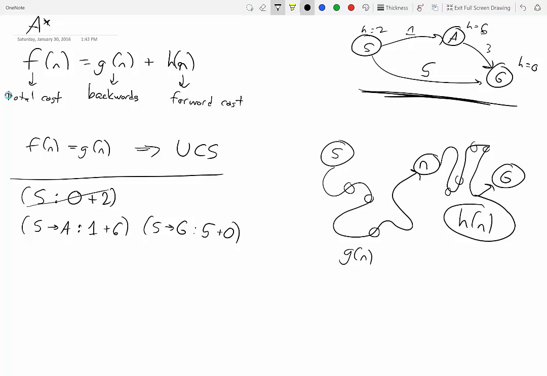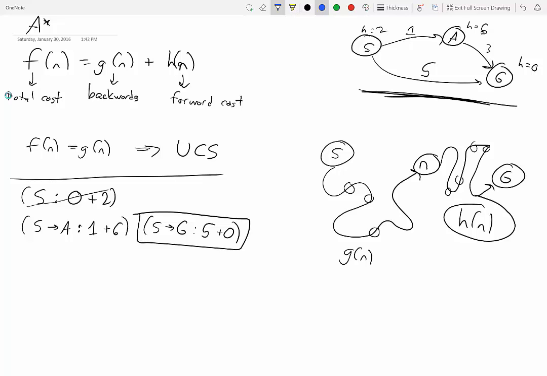Okay, so now we look at S to G as the cheaper cost of 5 plus 0 of 5. We pop it off and we see it passes the goal test. So now we're done. But as we can see, just like the previous example, the optimal one is actually S to A to G. So clearly something's gone wrong, and it has to do with our heuristic. Let's take a look up here.